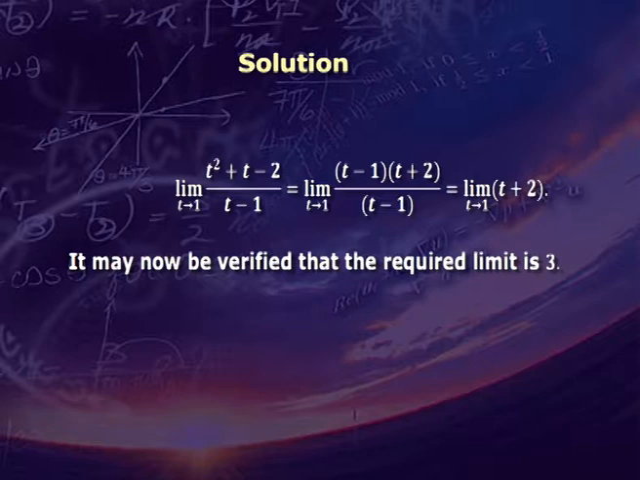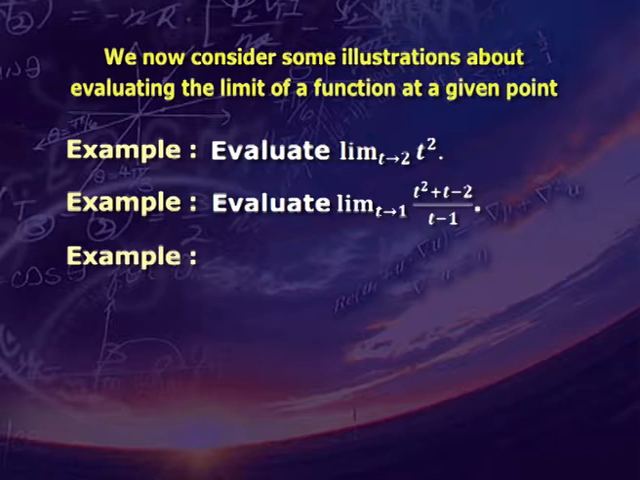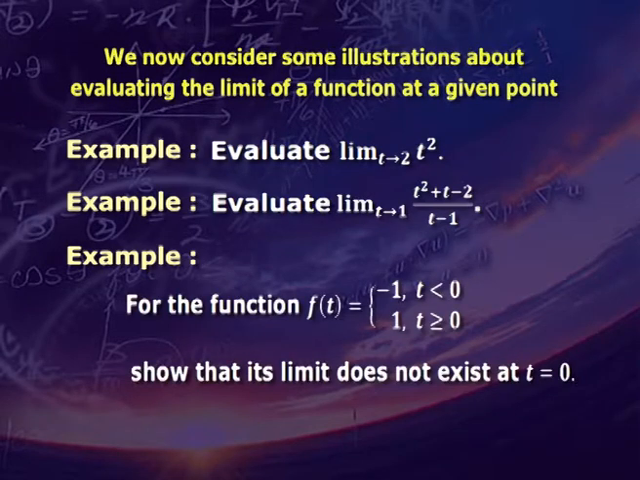It may now be verified that the required limit is 3. Next, we consider an example where the limit does not exist. Example: for the function f(t) equal to -1 when t is less than 0, and 1 when t is greater than or equal to 0, show that its limit does not exist at t equal to 0.